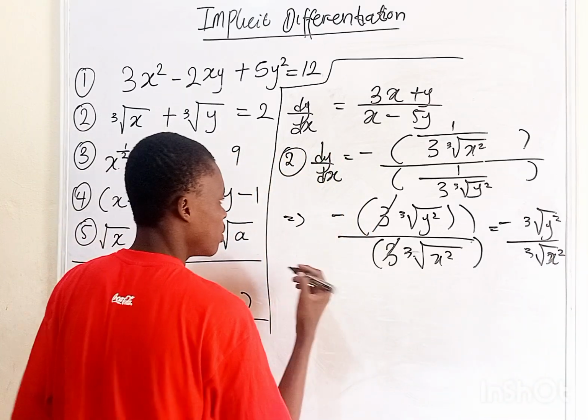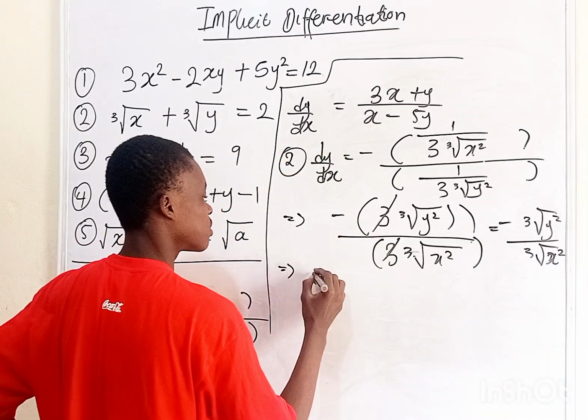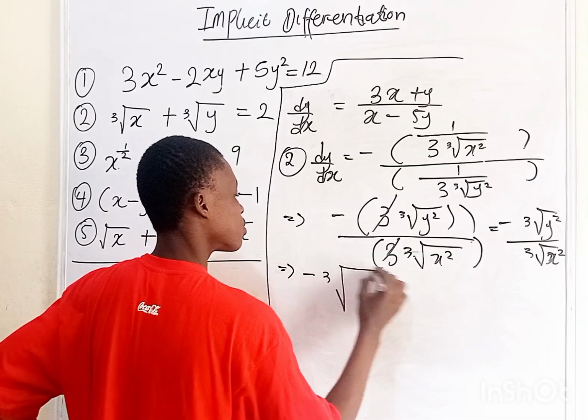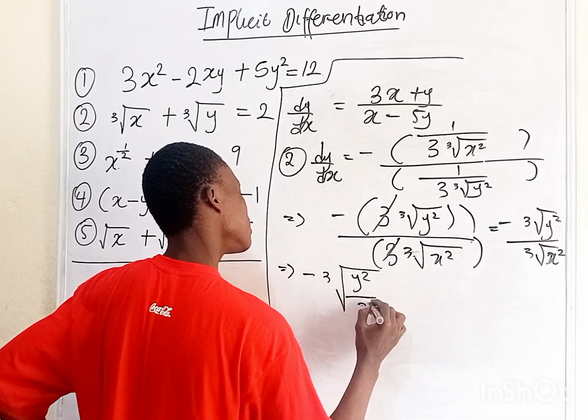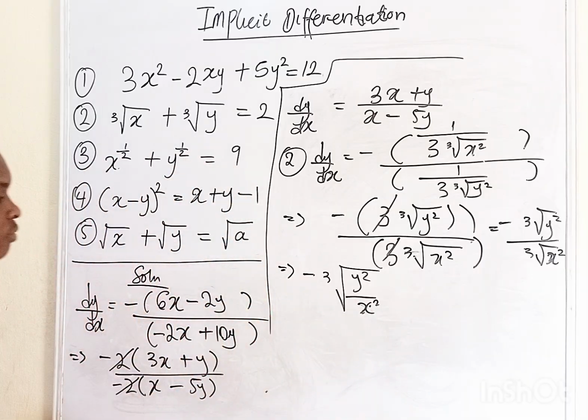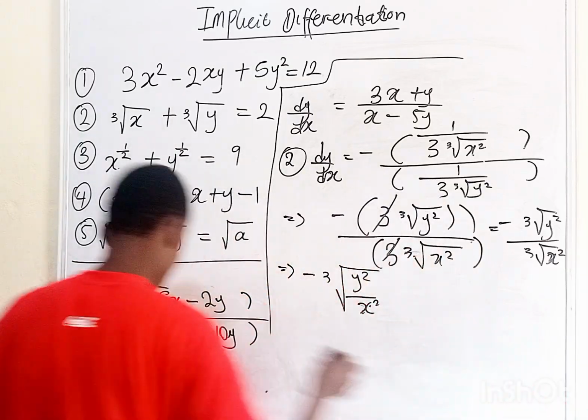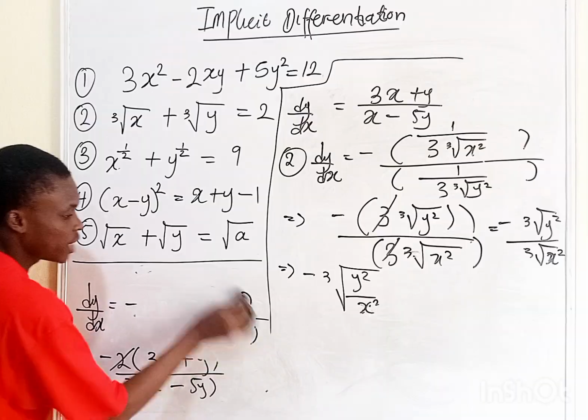Or better still, you can still leave it like this if you want. Minus the cube root of y squared all over x squared is still the same thing. All right, let's take the next one.